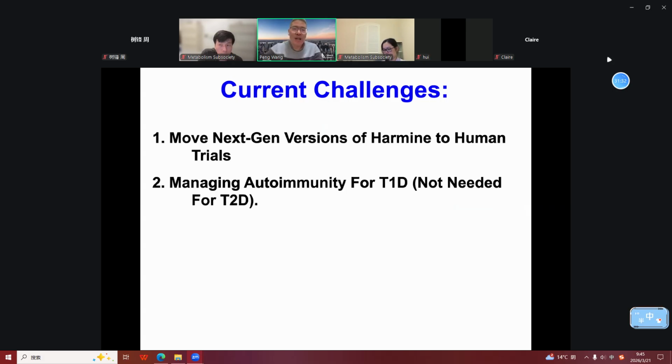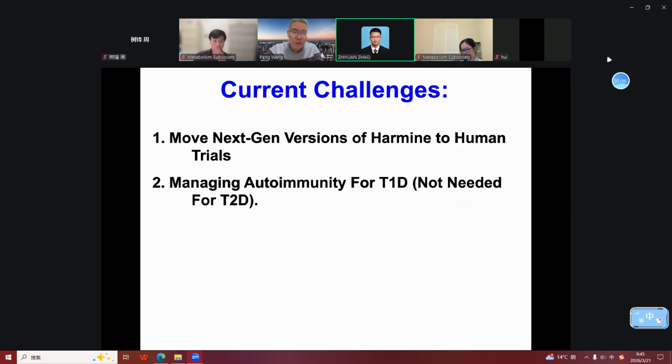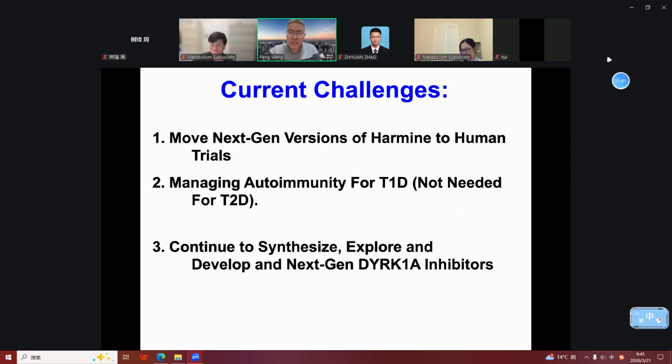It's moving well on their part. We're also managing the autoimmunity for type 1 diabetes, and continuing to synthesize, explore and develop the next generation DYRK inhibitors.